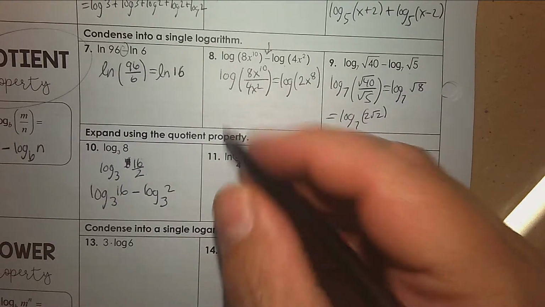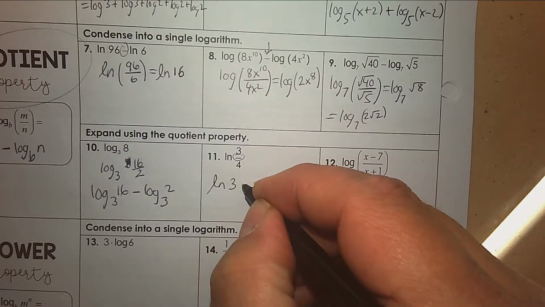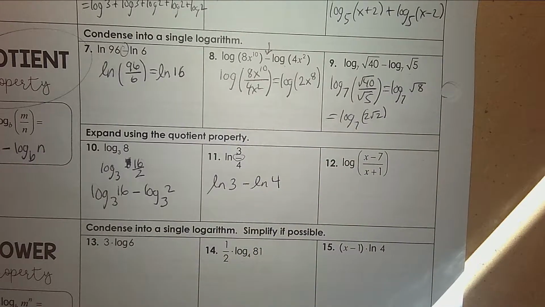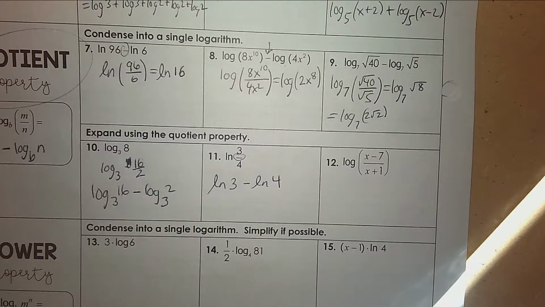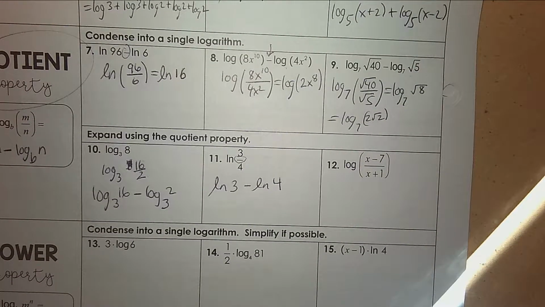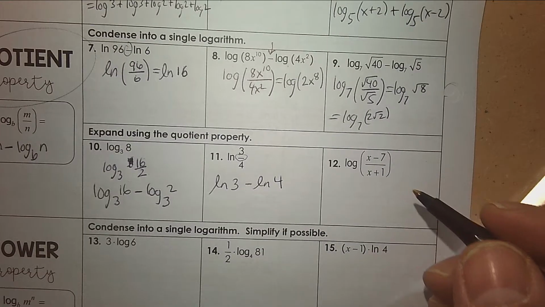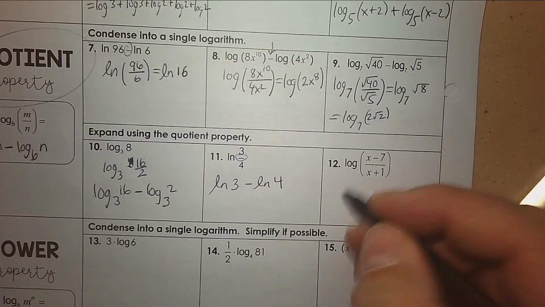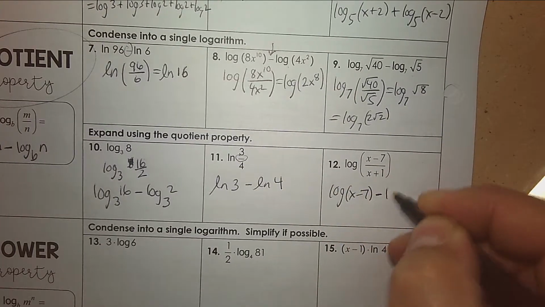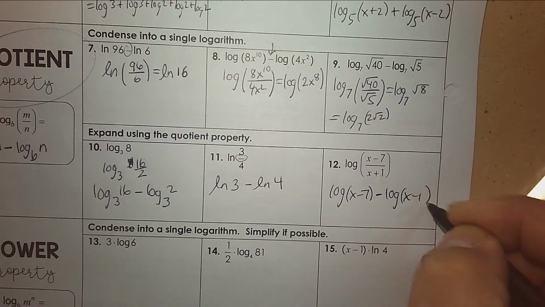So, I would write down ln 3 subtract ln 4. If you have 1 logarithm and it's dividing, you write it as 2 logarithms subtracting. If you see 2 logarithms subtracting, you write it as 1 logarithm dividing. Here, do you see what's being divided? How would I write that as 2 logarithms? As you would subtract.